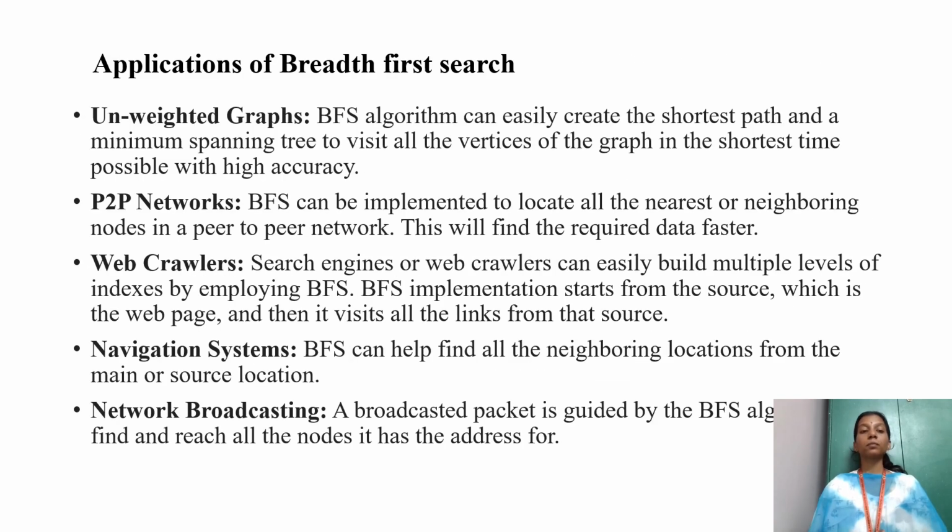Next, applications of breadth first search, that is unweighted graph. We can easily create the shortest path with possible high accuracy. P2P networks, that is peer-to-peer connection, which helps to acquire the data faster. Web crawlers, that is, implementation starts from the source web page and visits all the links from that source. Navigation system, where we can find the neighboring locations from the source location.